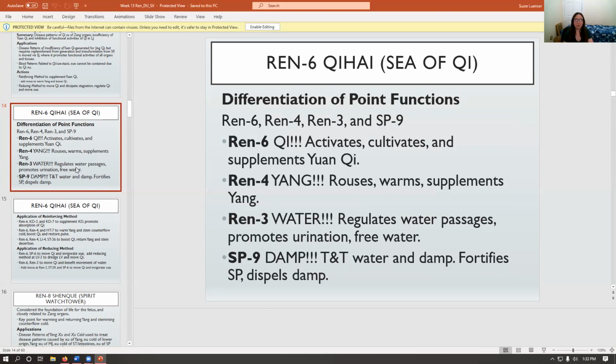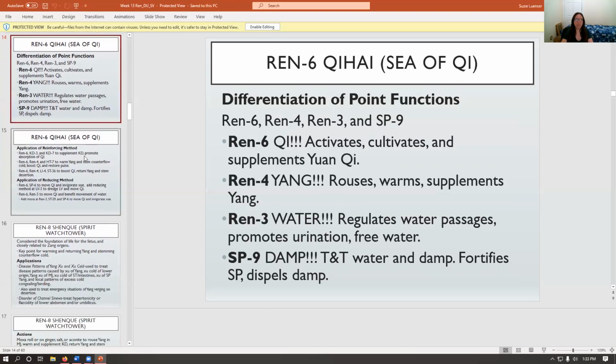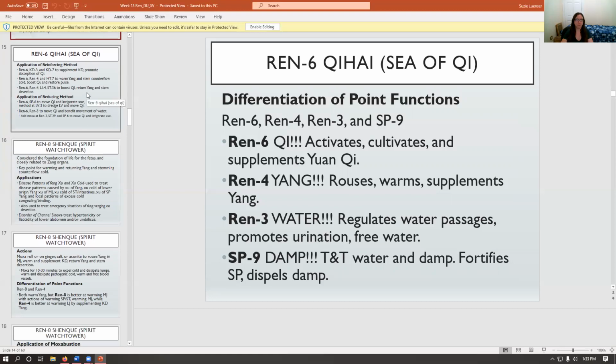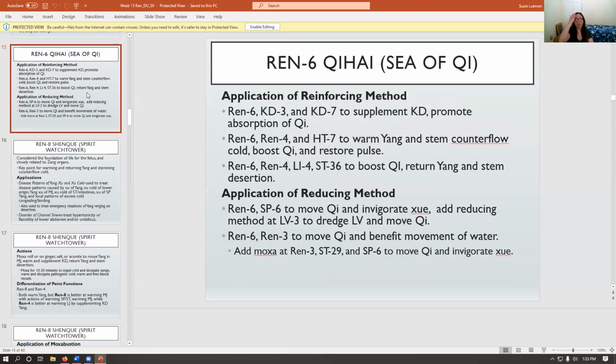They can all be used to treat very similar sets of signs and symptoms, but they are going to be treating distinctly different patterns. But of course, we know in real life, we will probably be combining some of these points, because it's very rare that someone only has issues with Qi or only has issues with yang. More often than not in the real world, people have mixed patterns.